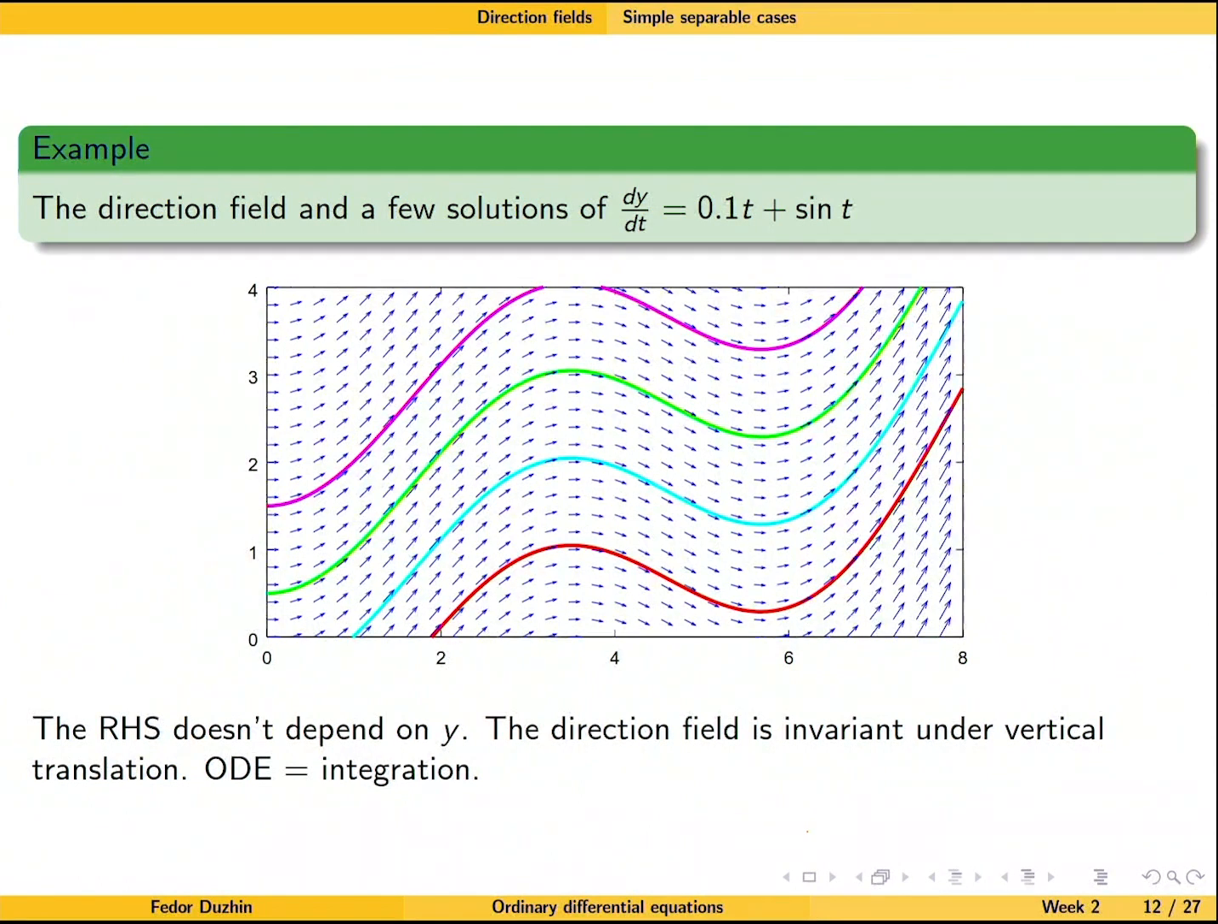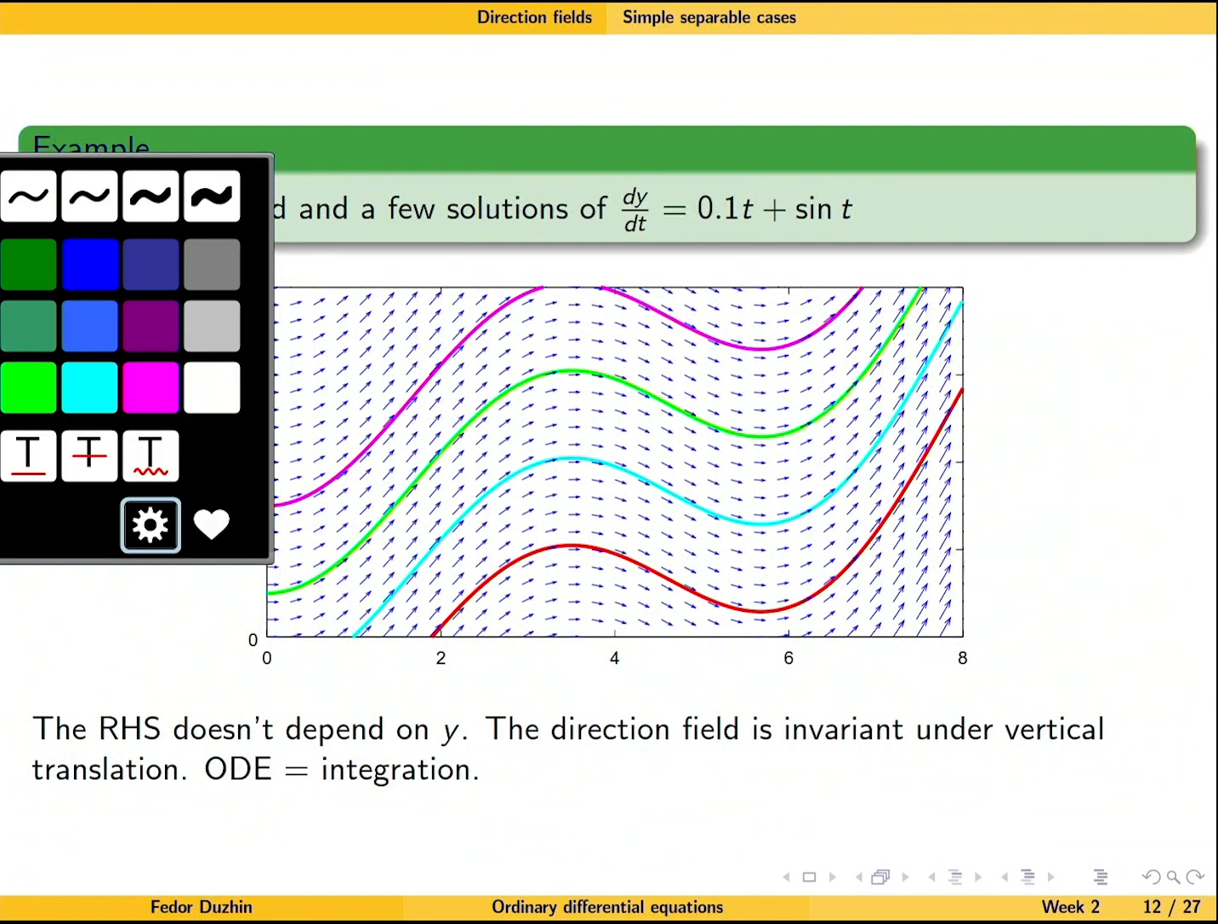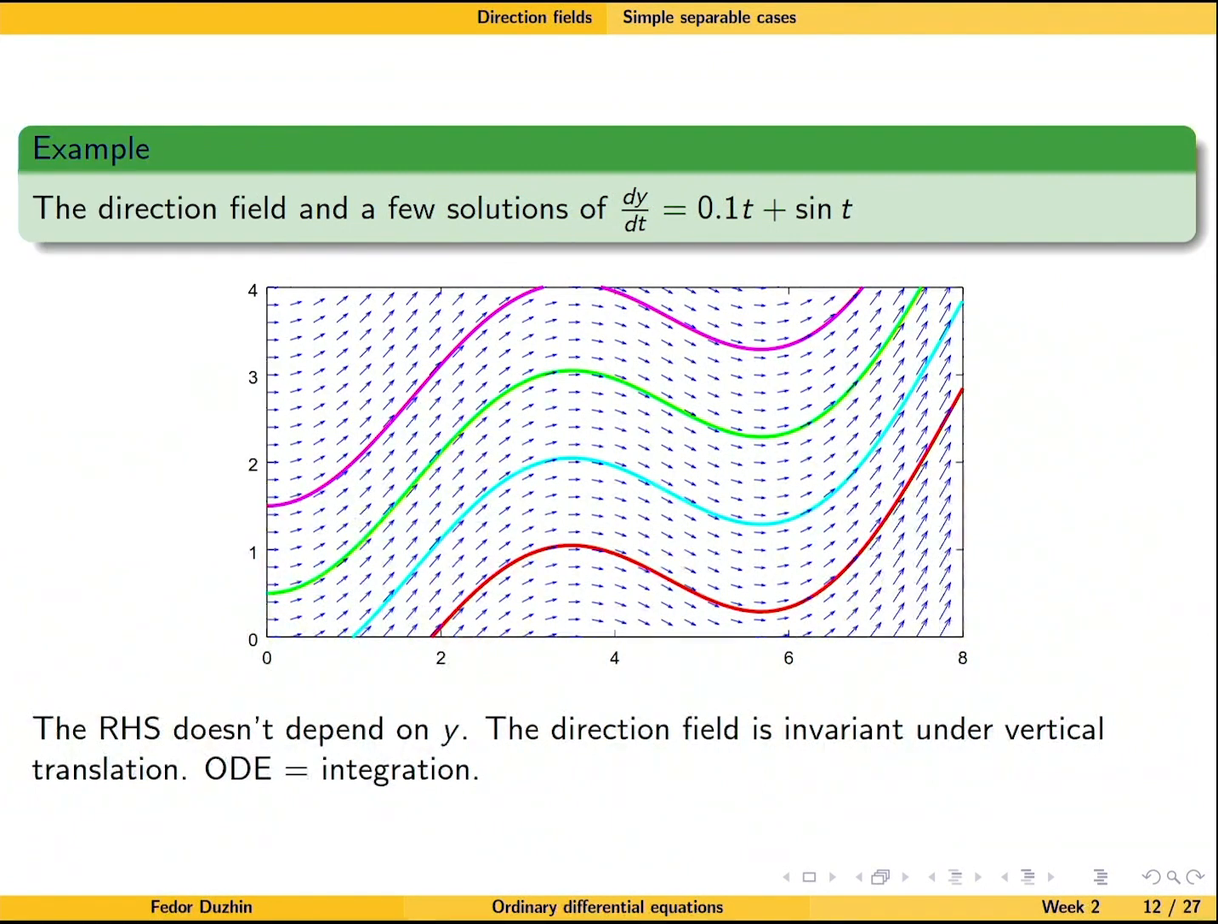Well, generally speaking, there is no method to recognize the direction field of a separable differential equation by just staring at it. But there are some ways to do it in some partial cases. For example, if the right-hand side does not depend on y. So if the right-hand side is only a function of t, like here. And you can imagine that this can be thought of as a function of t times 1, and 1 is a function of y, but whatever.